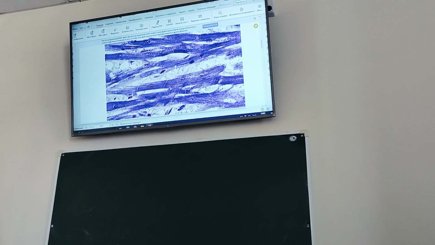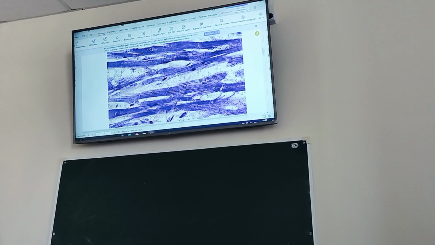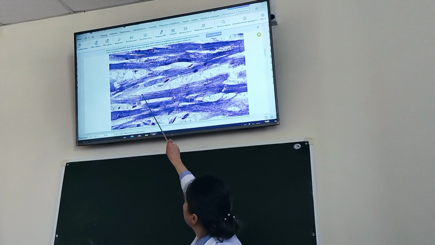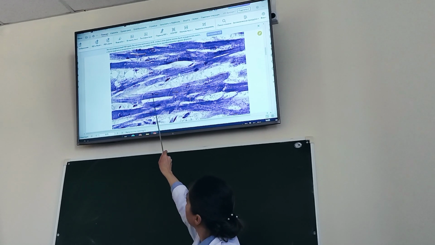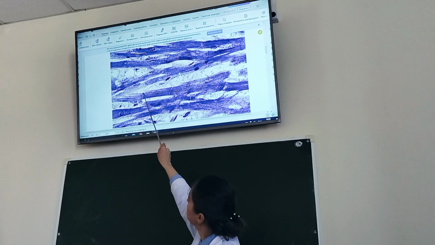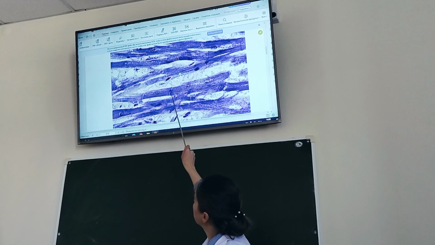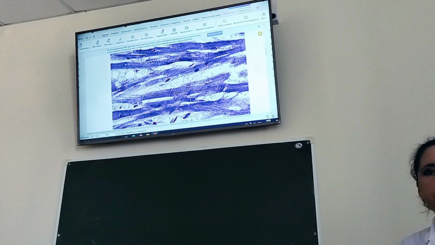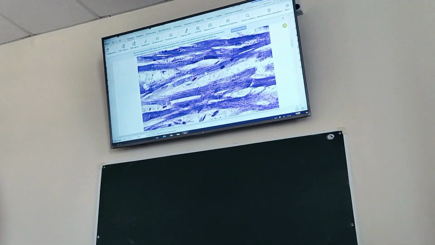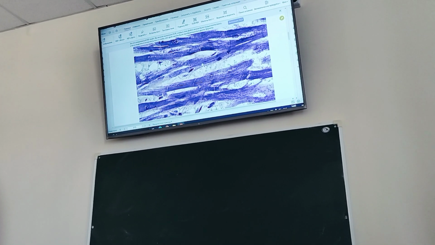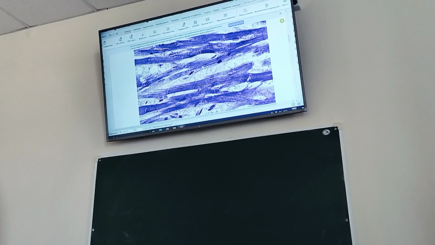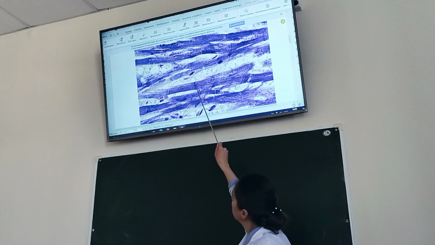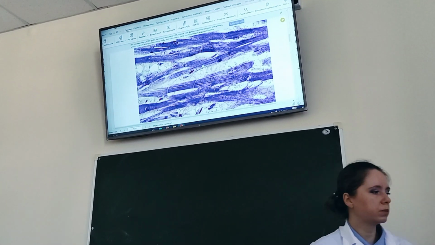Cardiac muscle. Yes, here we clearly see branching, intercalated discs. So this is one cardiac myocyte, spanning from one disc to another disc, with a single nucleus. And here we clearly see that they are arranged as a three-dimensional network, with lateral anastomosis and prismatic shape.